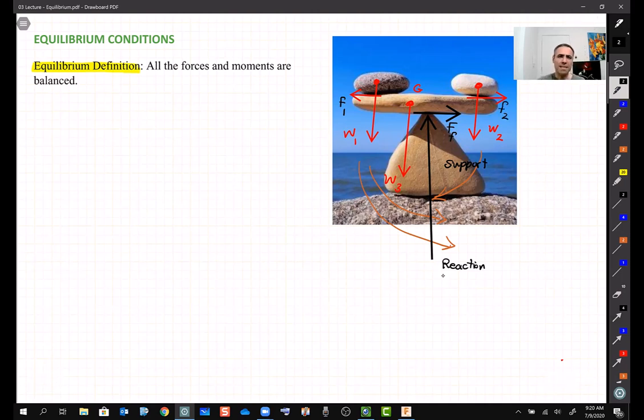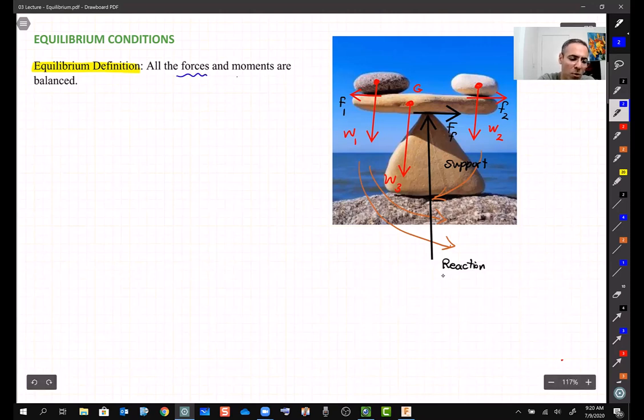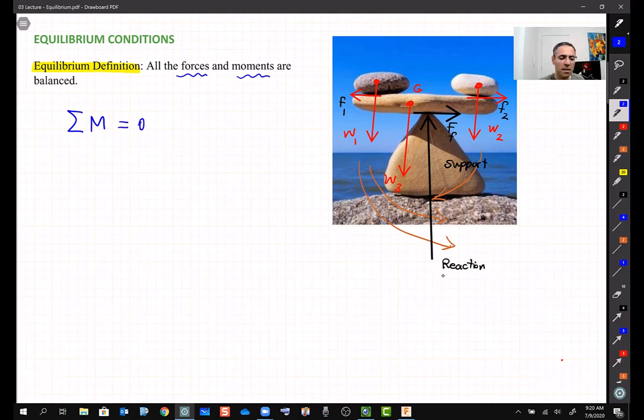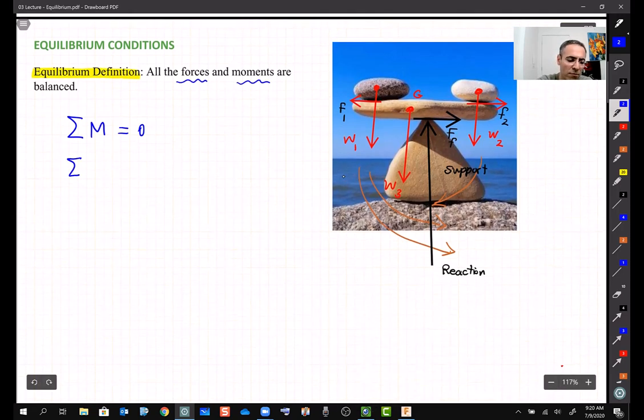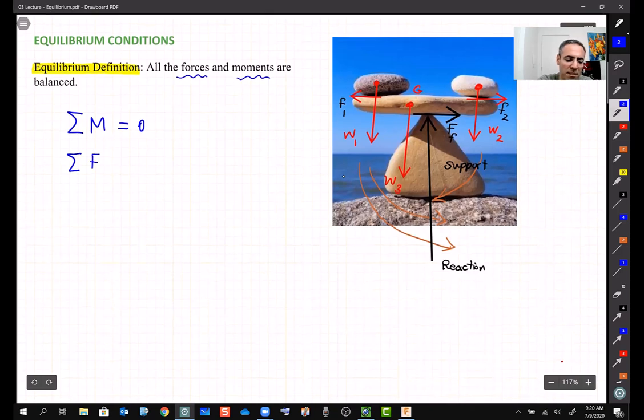So all of these forces and basically moments must be balanced. This brings us to the equilibrium condition. We say if all the forces and all the moments are balanced, then the sum of the moments, the total moment, must be equal to 0, right? If I take all the moments in this picture, it must be 0. And also, the sum of all the forces must be 0. If I add up all these forces in vector form, of course, the sum must be 0.